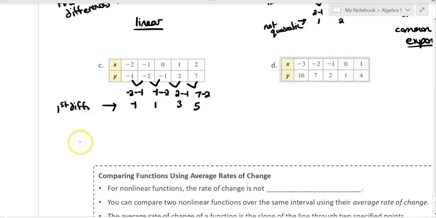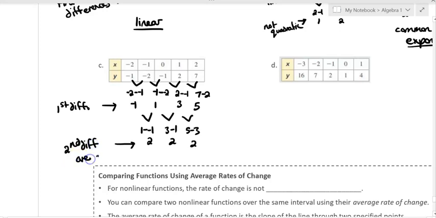They were not all the same, so it's not linear. So now I try the second differences. 1 minus -1, that's 2. 3 minus 1, that's 2. 5 minus 3, that's 2. So these are the second differences, and they are all the same. That's what it means to be constant. Constant means they're all the same. So since they are all the same on the second differences, that tells me it has a degree of 2, which is quadratic.